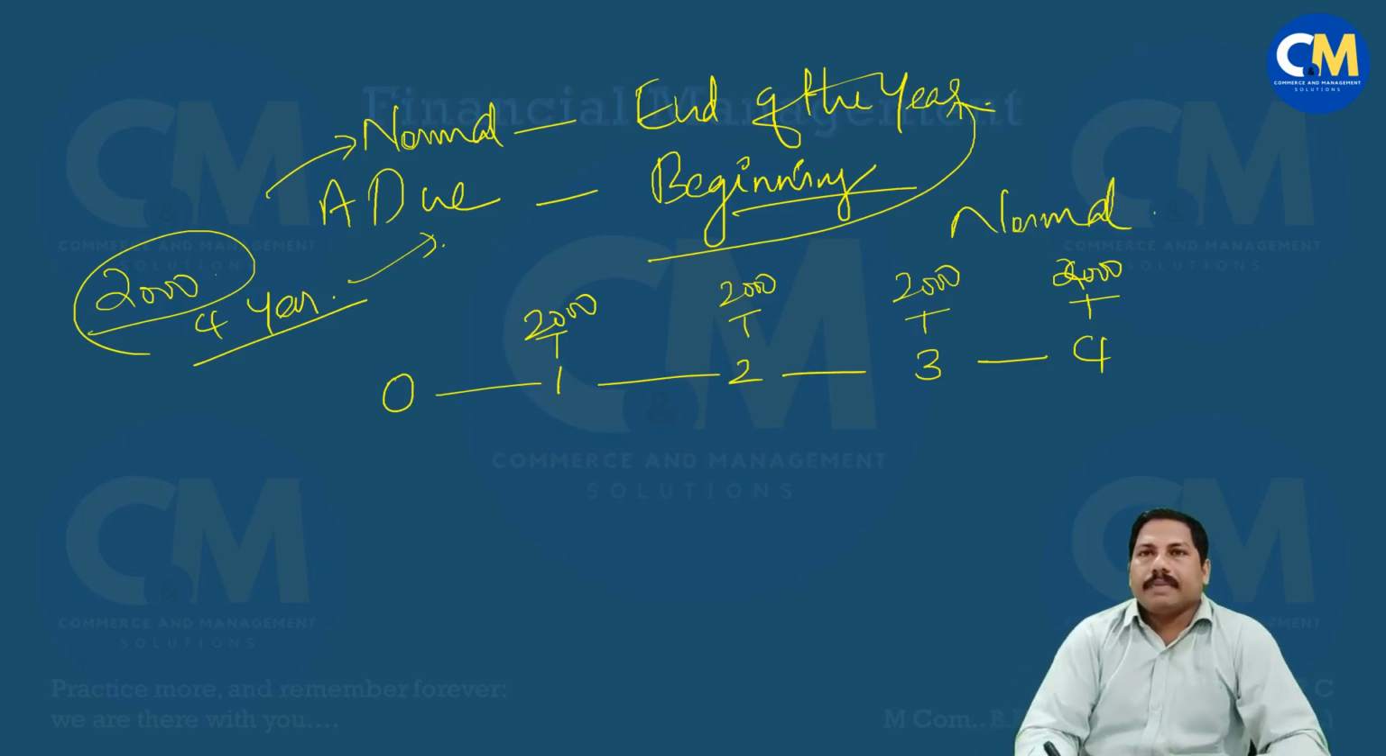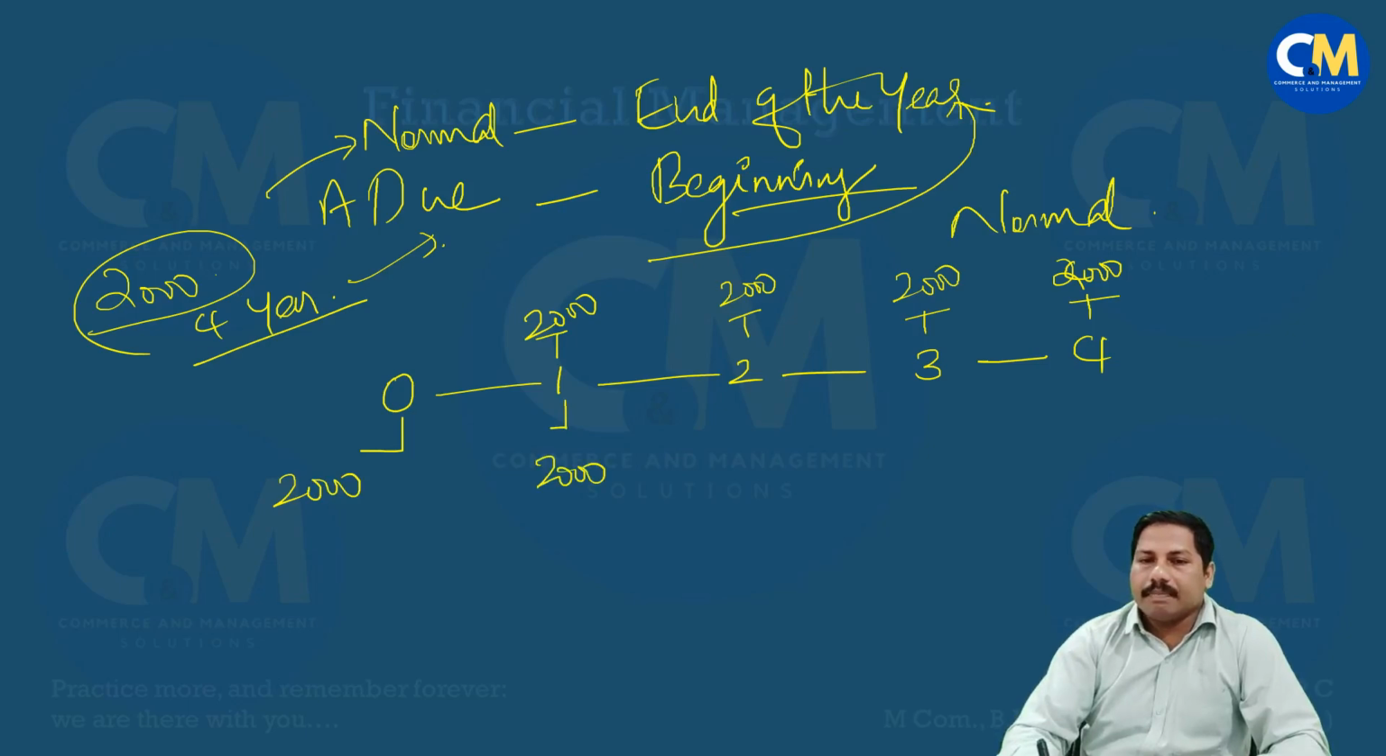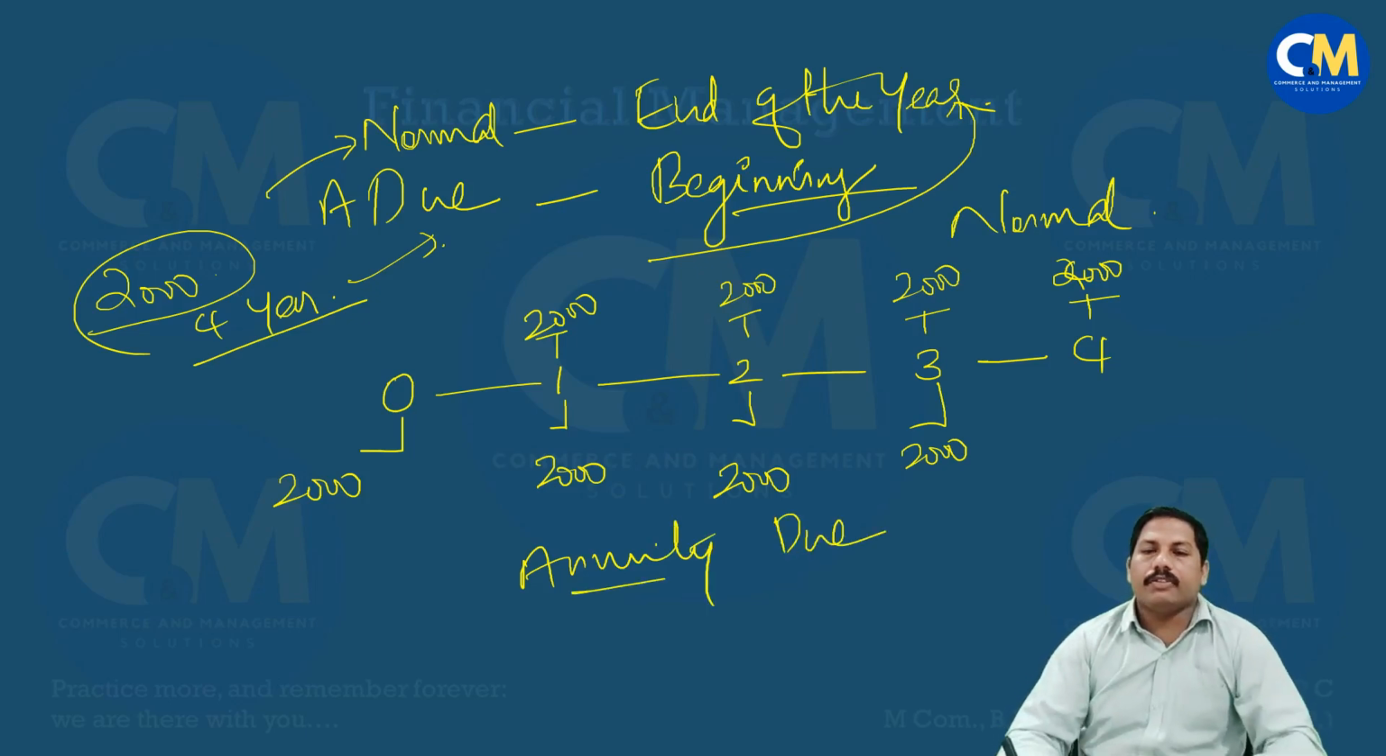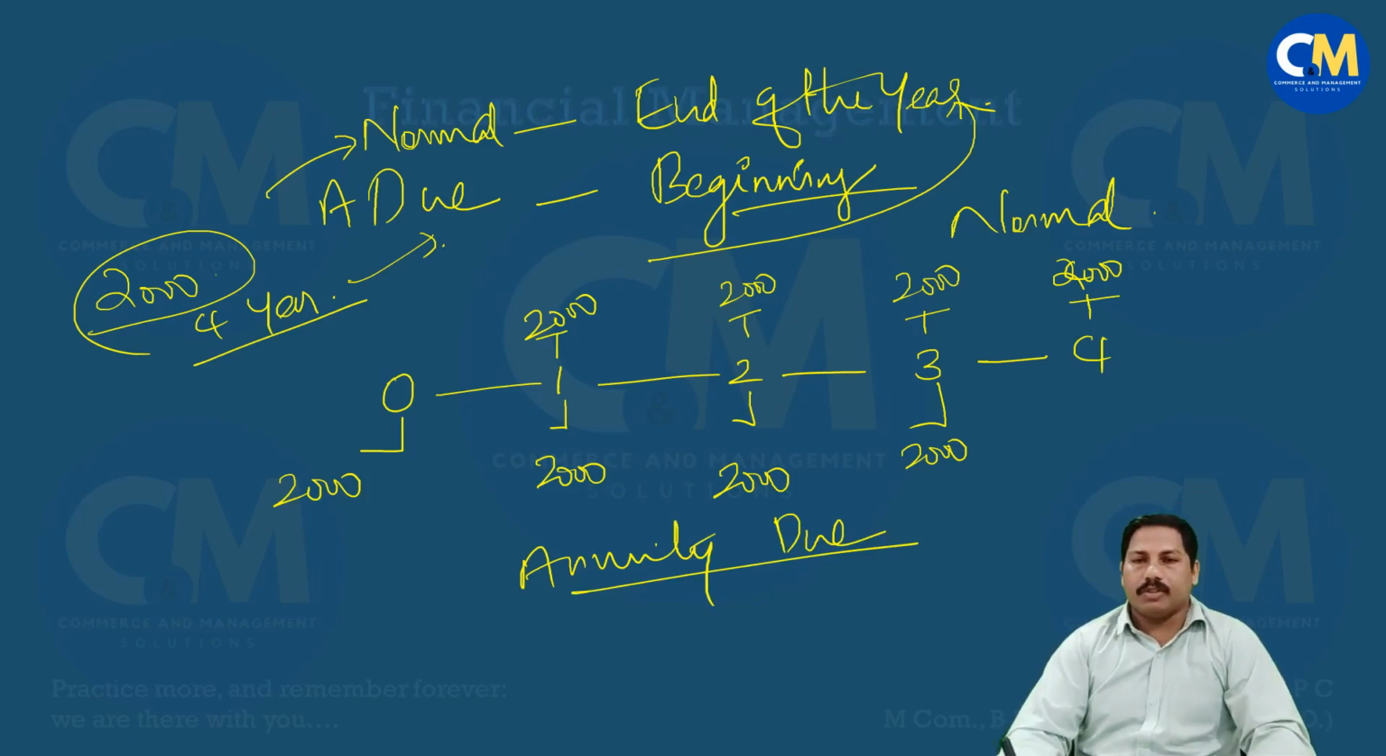But if he is making the payment at the beginning of the first year, here it is 2000. If he is making the payment at the beginning of the second year, 2000. At the beginning of the third year, it's 2000. If he is making the payment at the beginning of the fourth year, this will be called as annuity due. That is the difference between normal annuity and annuity due. Hope you understood that, right? Annuity due means in the beginning, normal annuity means at the end of the period.